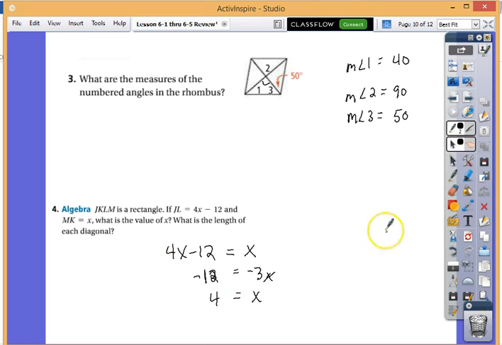Yes. So what are the lengths of the two diagonals then? 4 and 4. Yeah. If one of the diagonals is x and x is equal to 4, then the diagonal length is just 4. And the other diagonal will be the same. In fact, you could plug it in. 4 times 4 is 16. 16 minus 12? 4. Amazing.